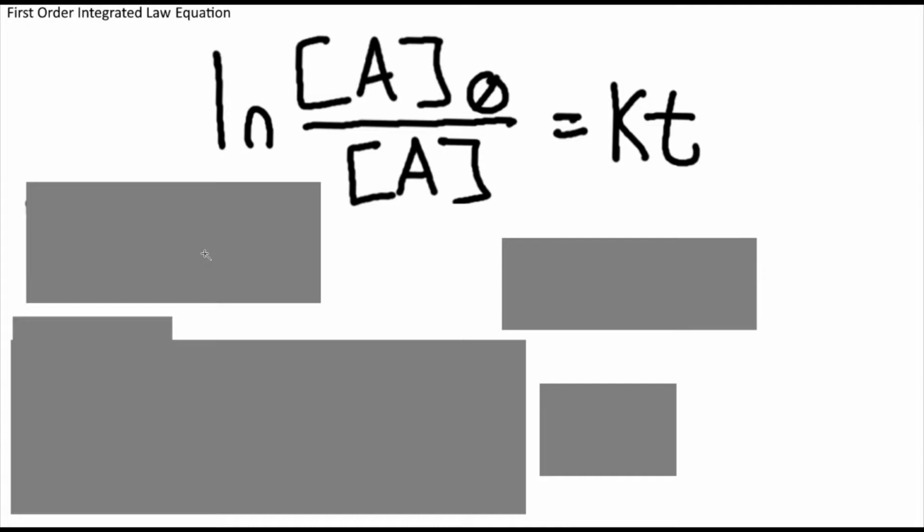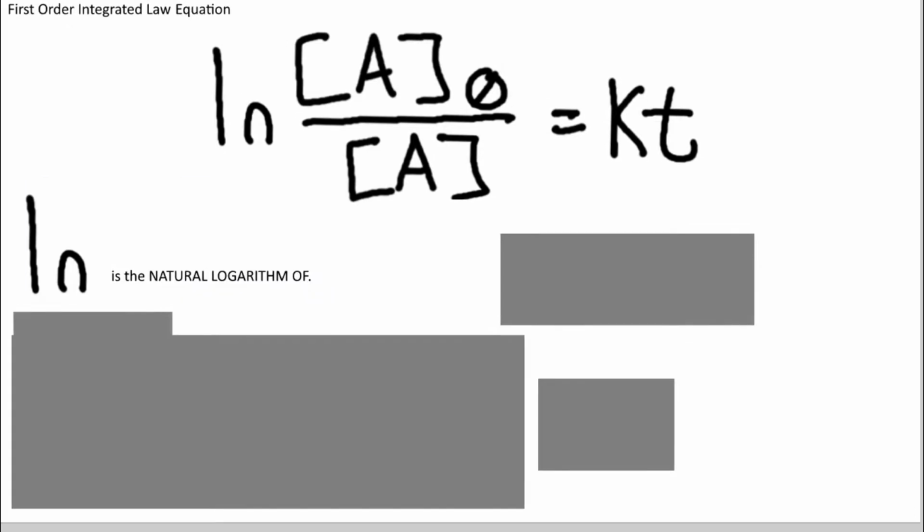The first thing you're going to notice is the ln, and that just stands for the natural logarithm of. It's a calculus calculation that you can find easily on your calculator. If you have a TI-84 calculator, it's literally a button that's labeled ln, and you use that whenever you're trying to use this equation to find out a calculation.